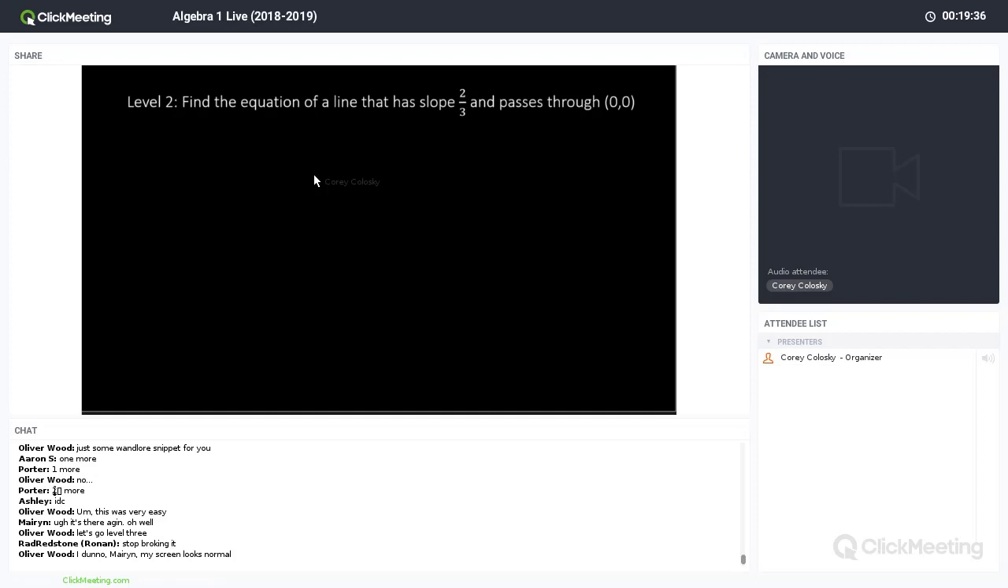So after this one, we'll jump to level 3. So if you have your answer, you can type it in. Again, explaining in a moment.